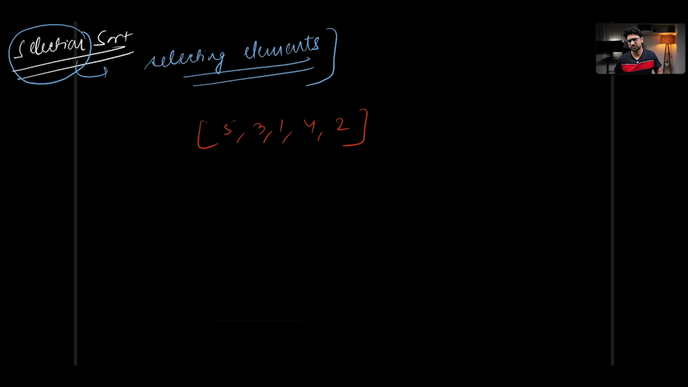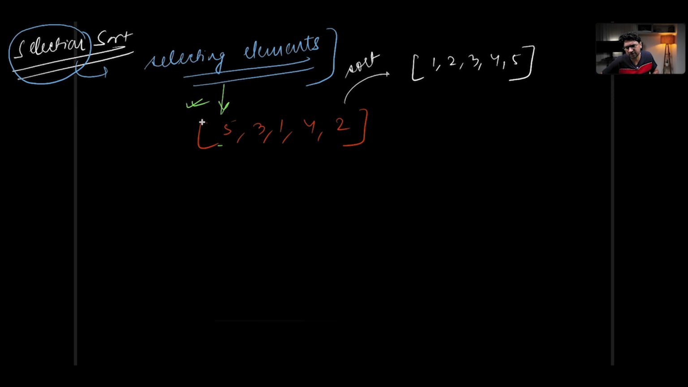And I want to sort it. Sorting it means that if I finally go and sort this, the array might look something like this: 1, 2, 3, 4, 5. Selection sort says that, boss, you first fix your position. I first want to fix my position here.